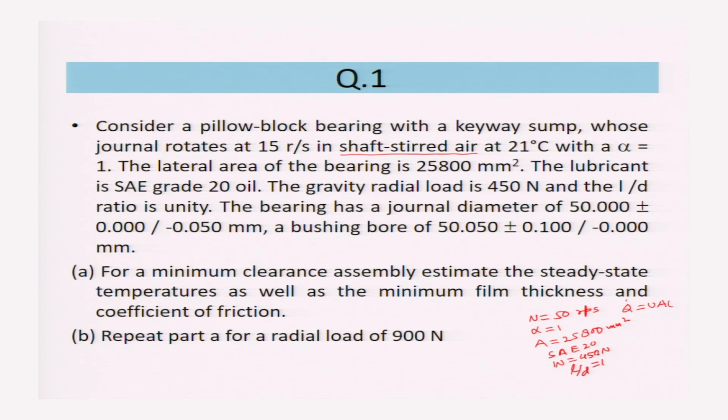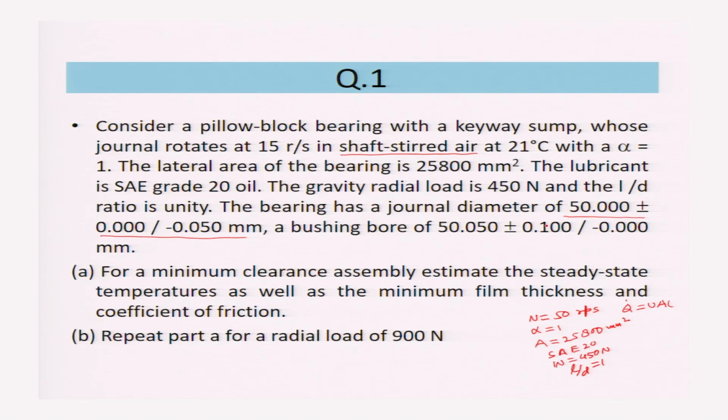The bearing has a journal diameter of 50.000 plus 0.000. The tolerance level is given plus 0 and minus 0.050 mm, and a bushing bore of 50.05 plus 0.1 and minus 0.00. Now, from this information, you will get the inside diameter of the bushing and the outside diameter of the shaft, considering the upper and lower limits of tolerances.